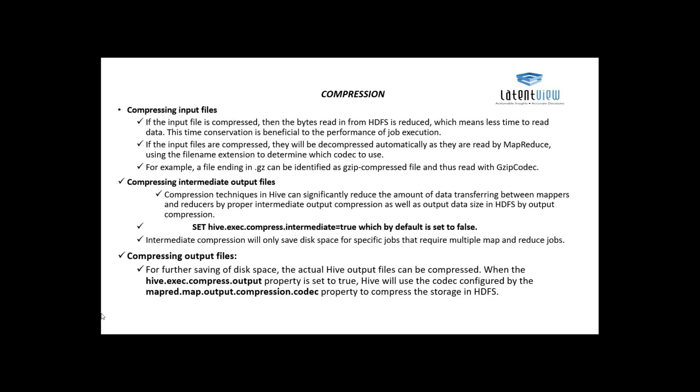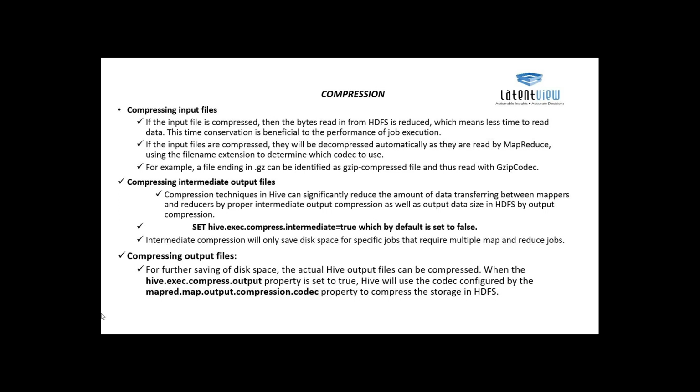And then there is another part called compressing the intermediate output file. What does that mean? When you are running a query, it gets translated into a map job as well as a reduce job. If there are n number of mappers, each mapper will produce an intermediate local file. That intermediate local file we can also compress, so that when the reducer reads the compressed file, the time taken to read that file will be reduced. That is what you call compressing the intermediate output file.